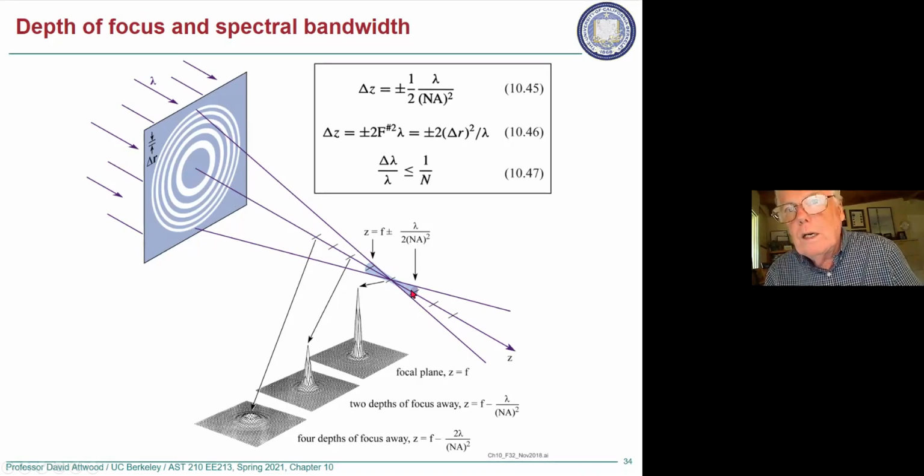And where do I have it? Here, I've written the depth of field at the top here. This is for any lens that's of high quality and where the focal spot is controlled just by the wavelength and the aperture. The depth of field I'm showing as plus or minus a half lambda over the numerical aperture squared. So why do I go through the bother of putting this plus or minus a half?